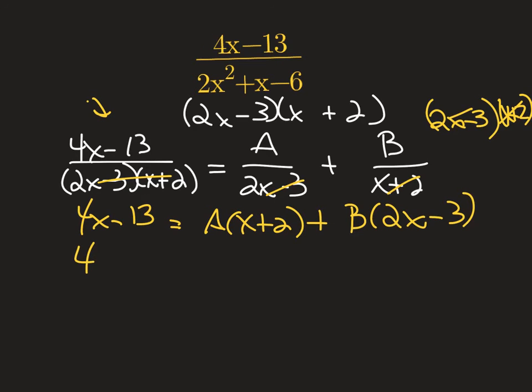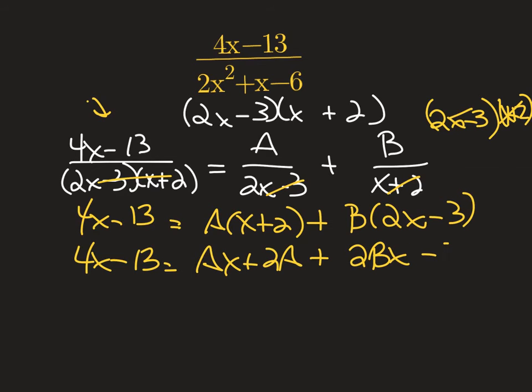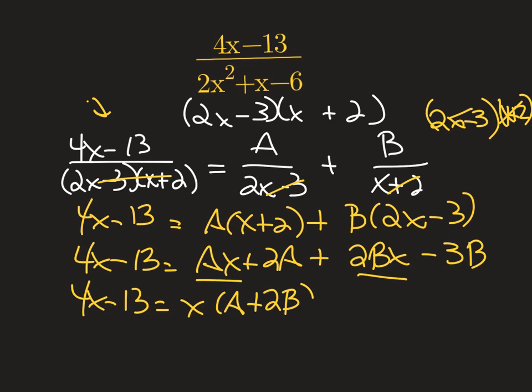Now work out the right-hand side. Distribute the a, get ax plus 2a. Distribute the b, 2bx minus 3b. Now, another key step, combine your x's. There's an x term, there's an x term. Pull out the x, that leaves me an a and a 2b. Kind of like factor by grouping. There's my 2a and my 3b. They go together because they have no x.